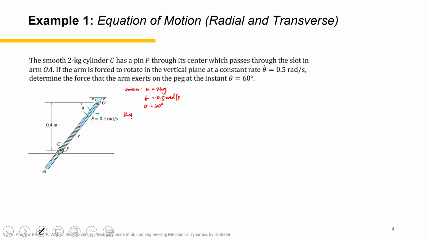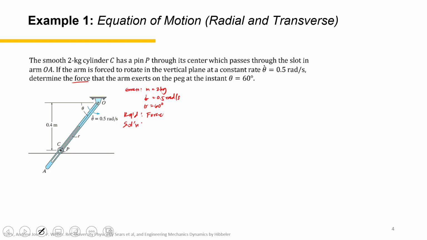So what is required of us? The required is the force. Determine the force that the arm OA exerts on the peg or on the cylinder C. That is the force.